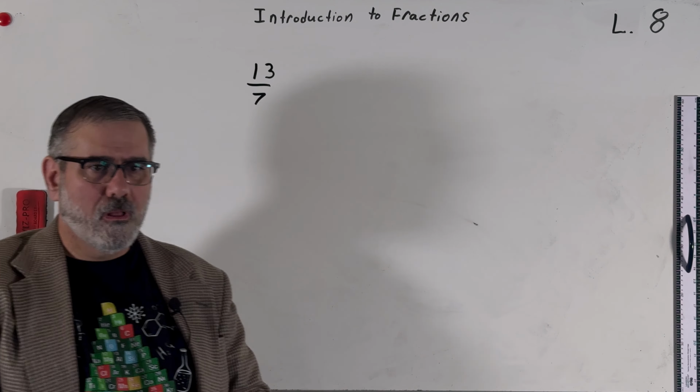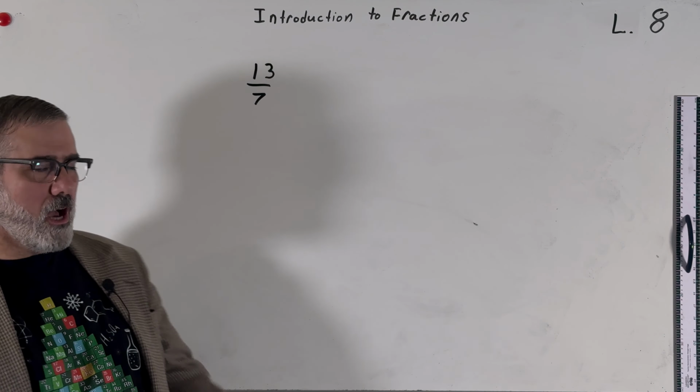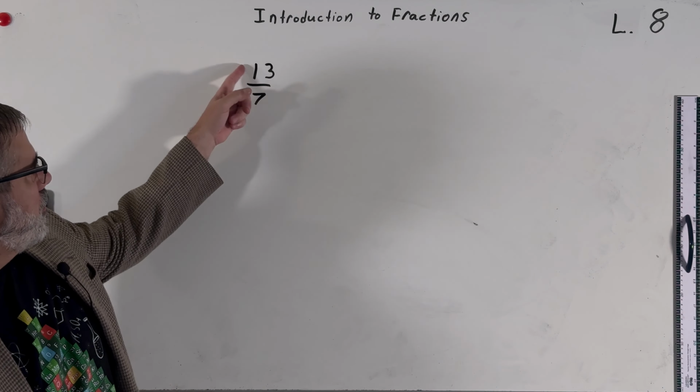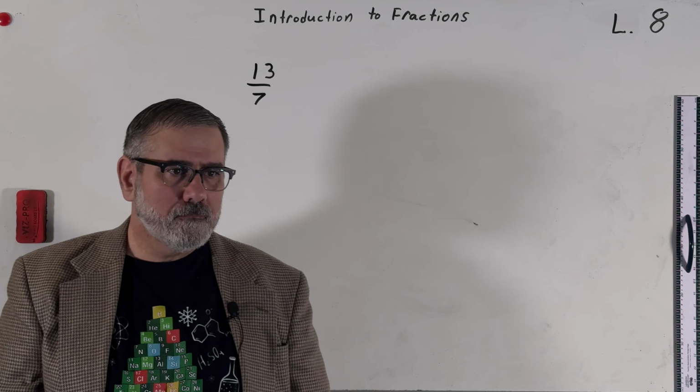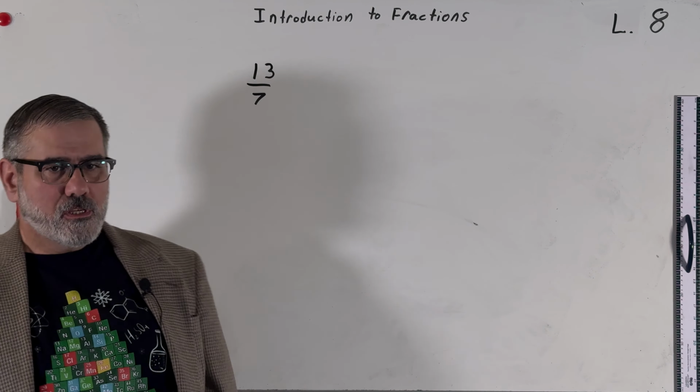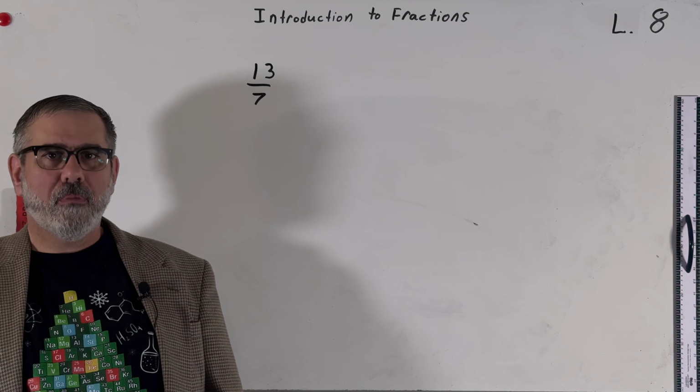13/7. So 13/7 is obviously an improper fraction because the numerator is bigger than the denominator. Can you write this as a mixed number? Pause the video, come back when you have your answer.